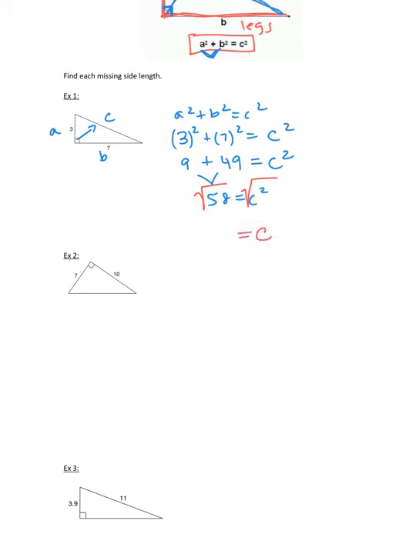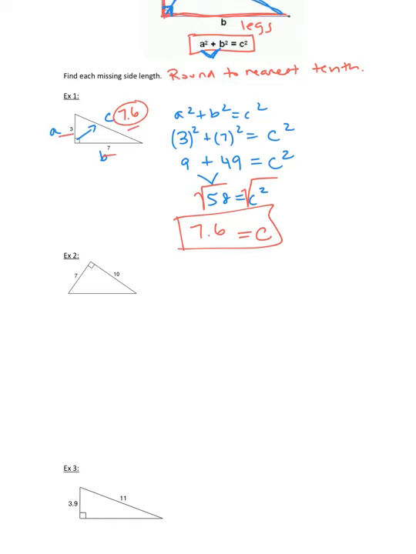So on your calculator, actually I should have written in our directions, round to the nearest tenth for all problems. So on your calculator, you're going to plug in the square root of 58 and then round that to the nearest tenth. When I round that to the nearest tenth, I end up with 7.6. That tells me that the missing side length over here was 7.6 because 3 squared plus 7 squared equals 7.6 squared.